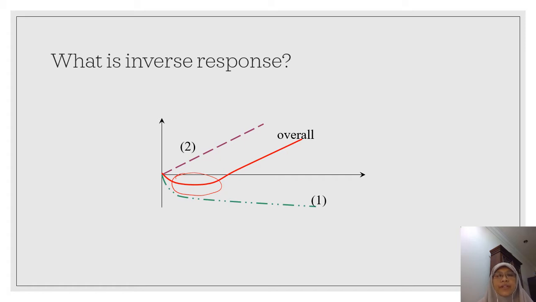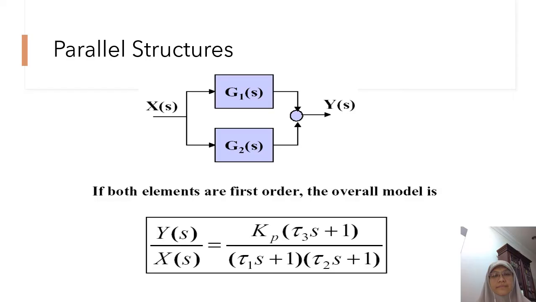Well, it happens when there's two competing dynamics. One is the one with more influence initially, and the other one has a stronger influence ultimately. As explained in the previous slide, there's two competing dynamics that cause an inverse response. And you can see the two dynamics in this block diagram. There's two parallel structures that can actually compete against each other when taken as a whole to result in the final response.